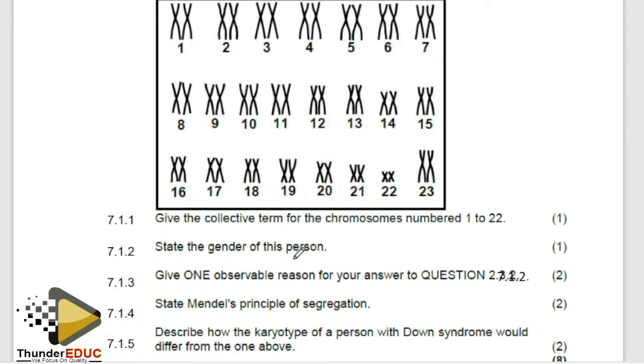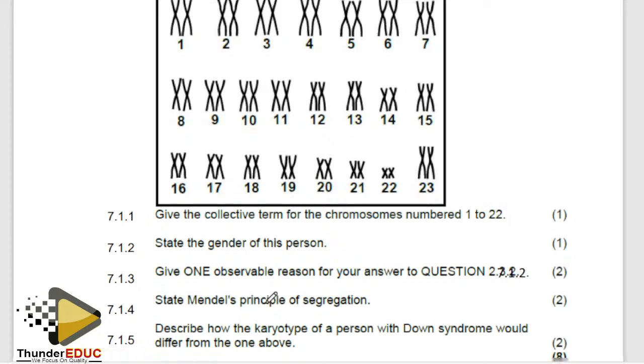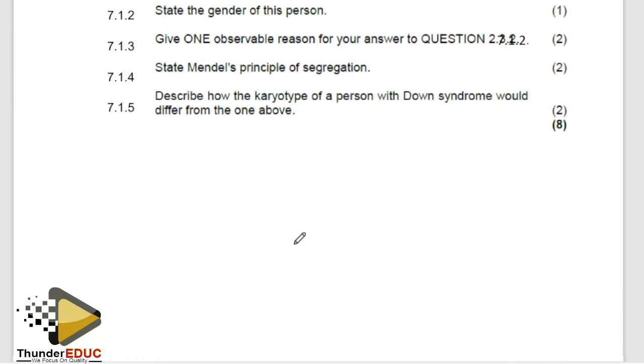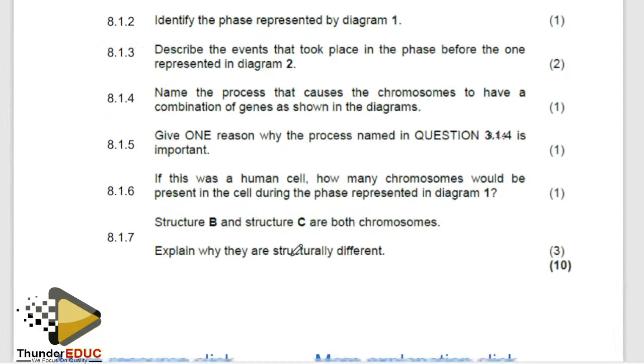Give the collective name, give the gender, name the observable reason, the main result of segregation, describe the karyotype. Down syndrome will result differ. Okay, sharp. That's not what I want.